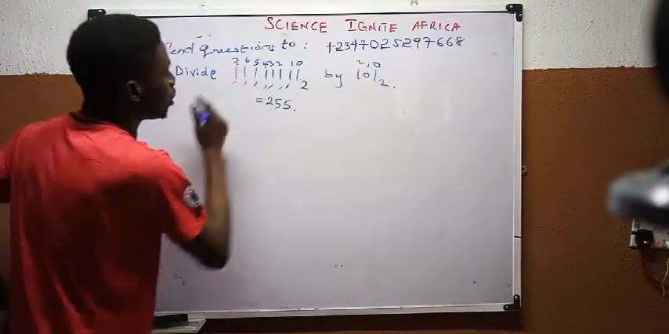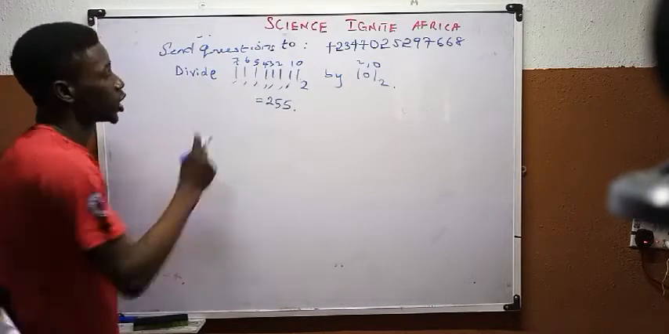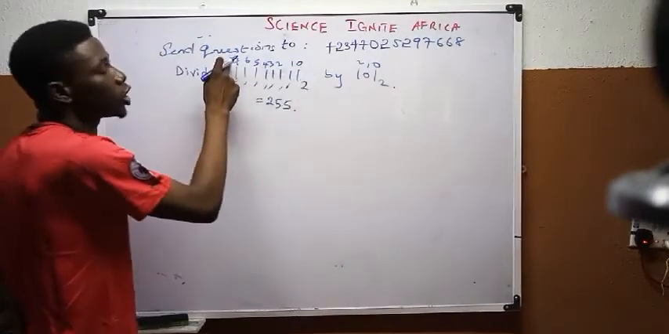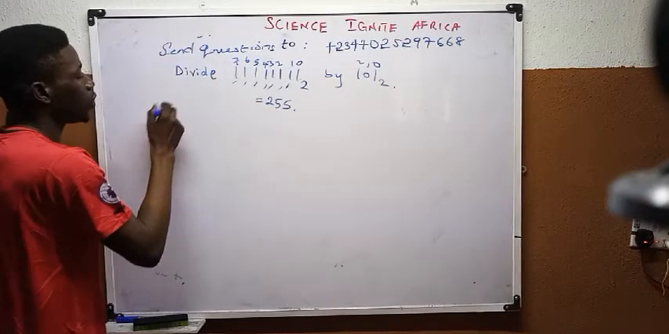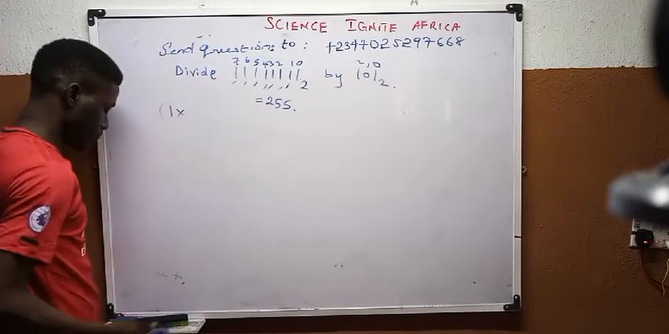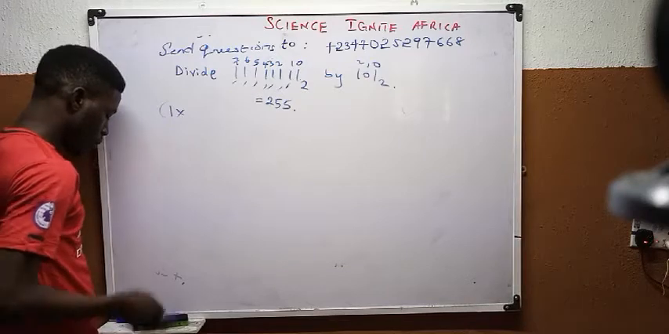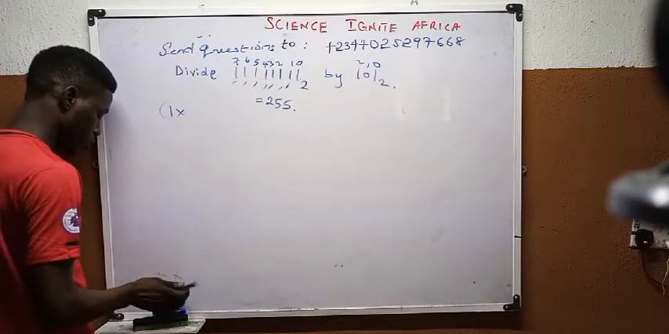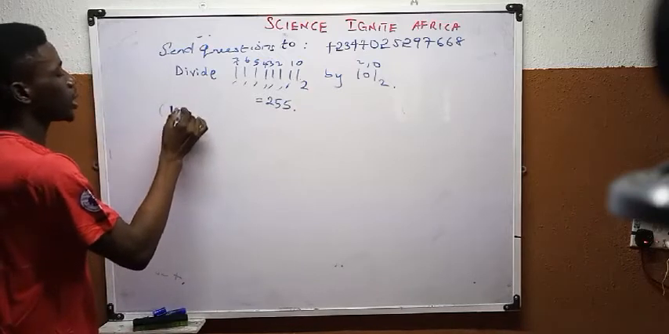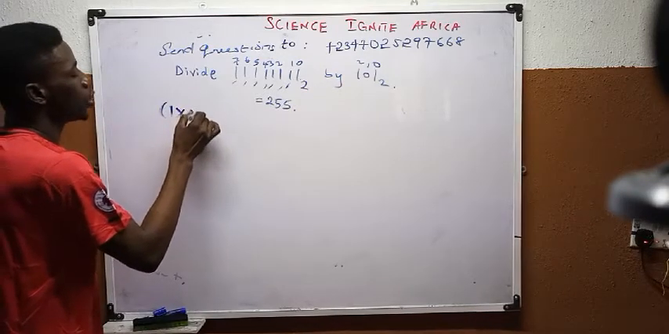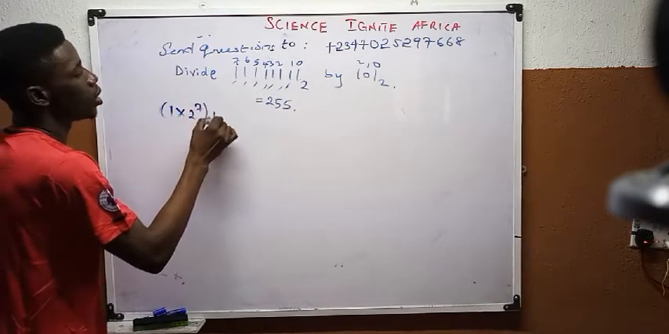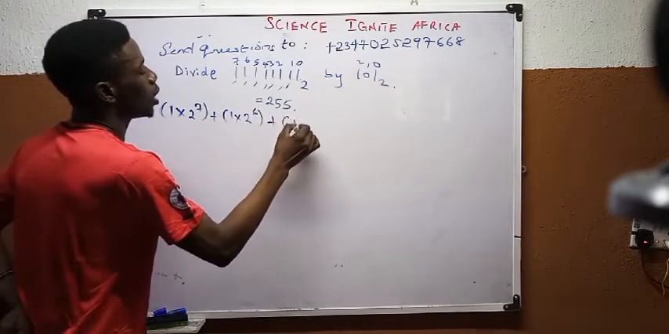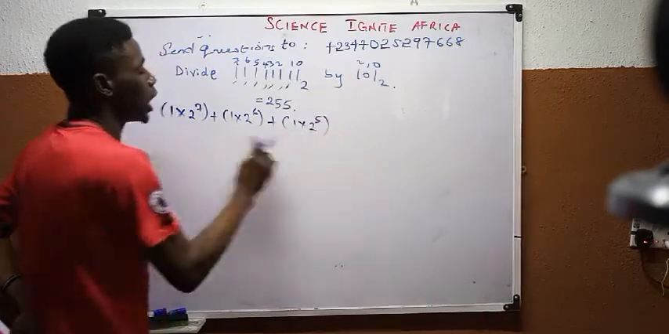Now, let's see if this will work. You know the normal process: if it is in a theory case, you pick each of these numbers, multiply it by 2, and 2 will be raised to this power. So we have something like 1 times 2 raised to power 7, plus 1 times 2 raised to power 6, plus 1 times 2 raised to power 5.